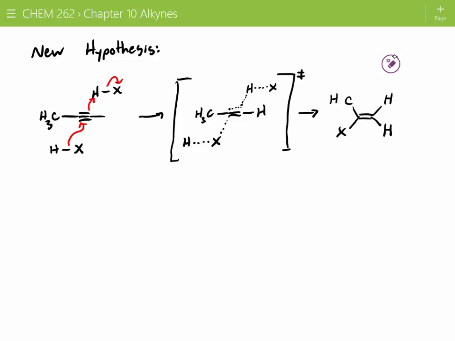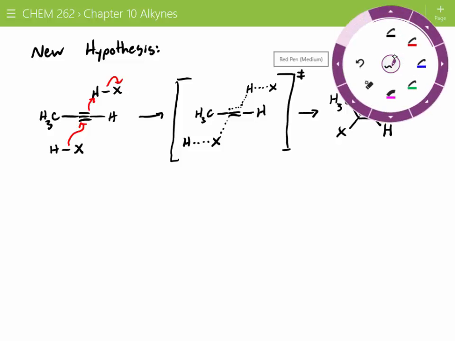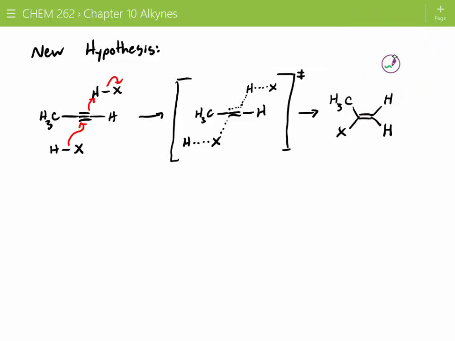Oops, sorry, this should be an H. Thank you. And we still get the product that we proposed in the last step. The difference is we go through a molecular transition state.